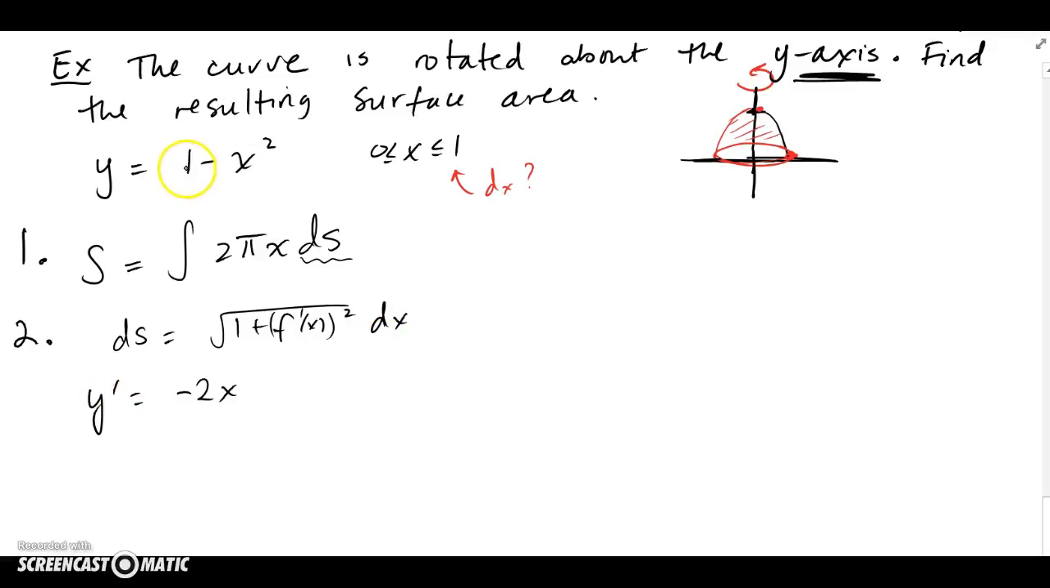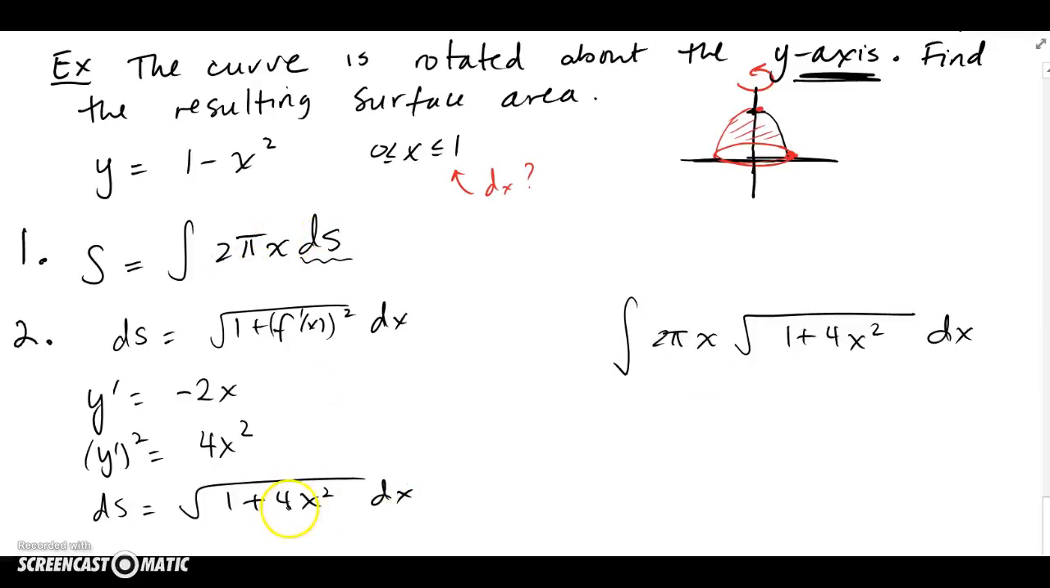Y prime is going to be constant goes to 0, bring down the 2, negative 2x. Let's square that guy. When we square it, we get 4x squared. And then finally, our ds will be square root of 1 plus that business, dx. So we're ready to set up our integral. 2 pi x ds, which we used from here. And since it's a dx problem, my limits of integration are already given to me from 0 to 1. And again, step 3, there's no need to adjust anything because everything is already in terms of x's, and I'm ready to go and integrate.